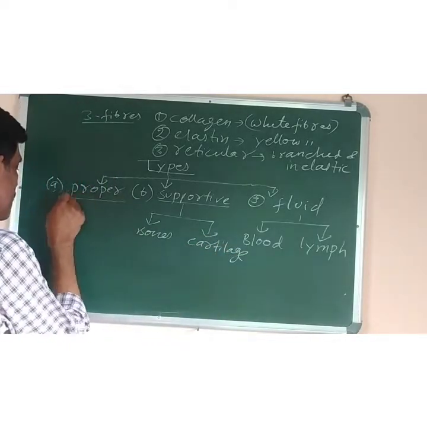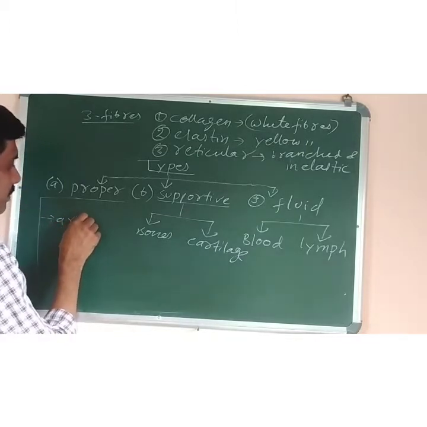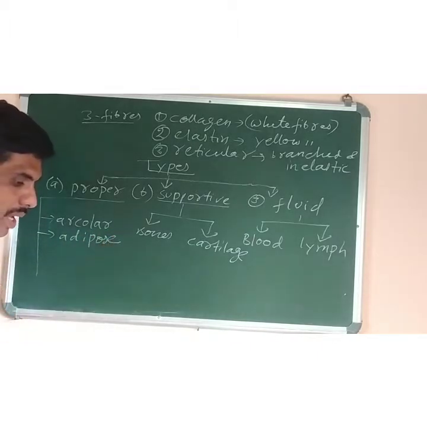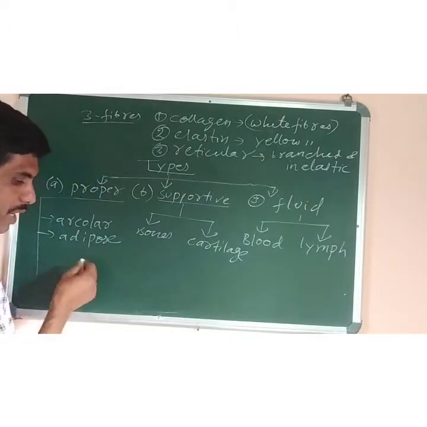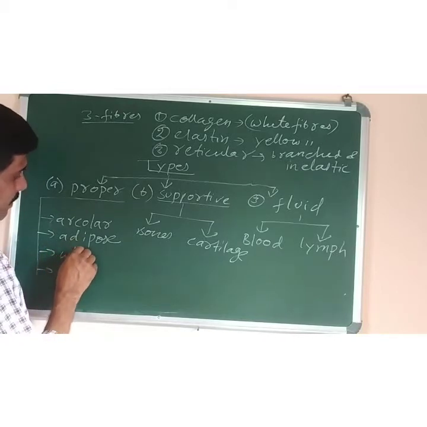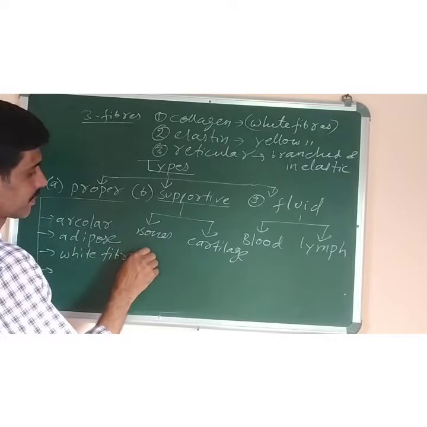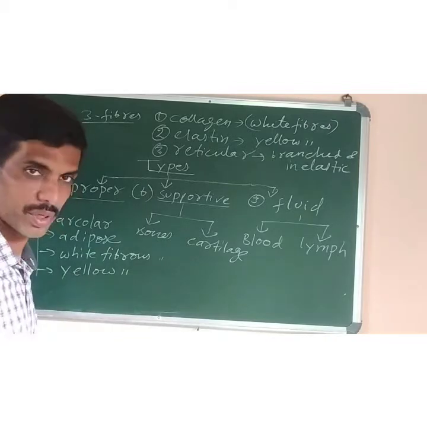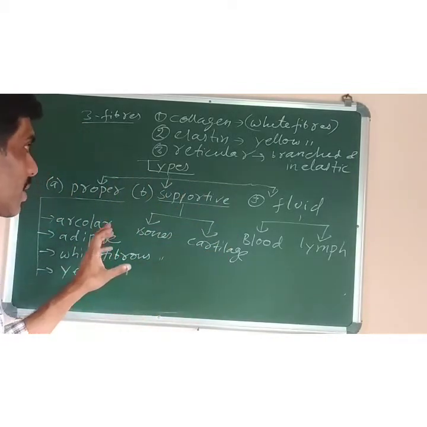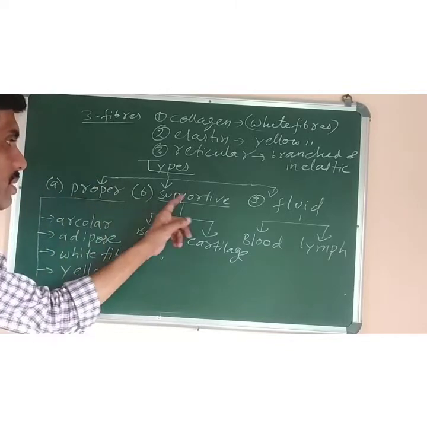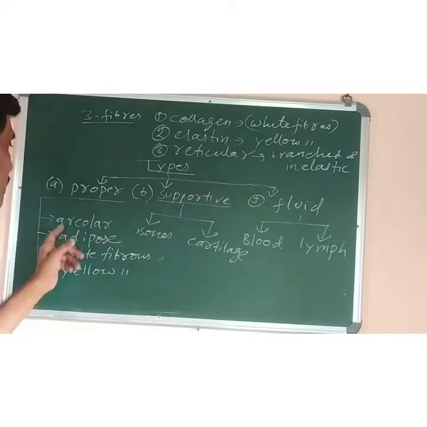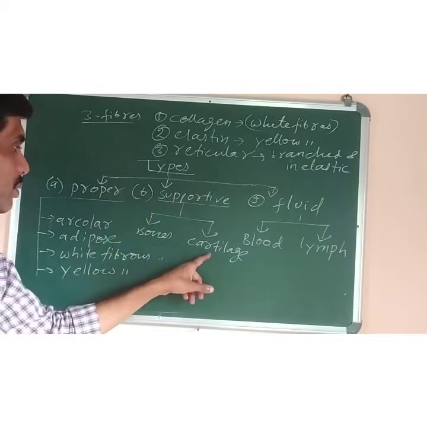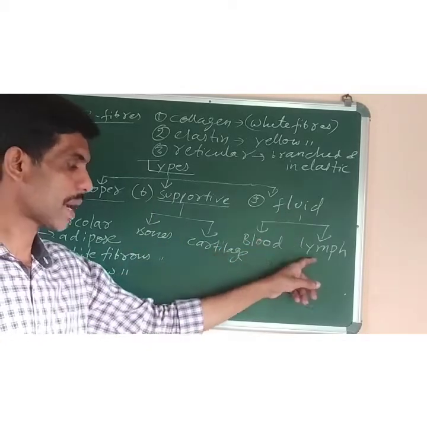And the proper connective tissue is made up of different types like areolar connective tissue, adipose connective tissue, white fibrous connective tissue, and yellow fibrous connective tissue. Okay, so this is the classification chart of different types of connective tissue: proper, supportive, and fluid. Proper is of four types: areolar, adipose, white, and yellow fibrous connective tissue. Then supportive is of two types: bones and cartilage. Fluid connective tissue of two types: blood and lymph.